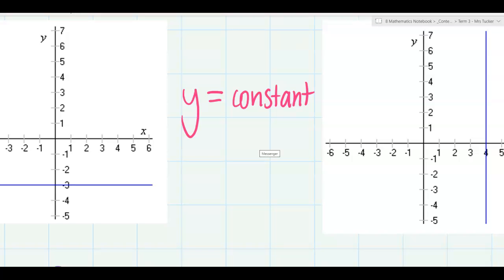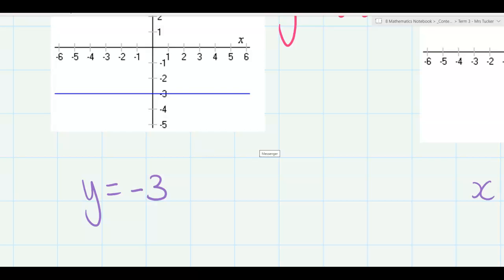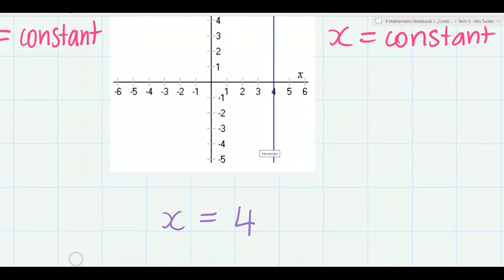You have to be able to say y equals negative 3 is the rule of that line. Well done. The gradient of a horizontal line is 0, because we run over numbers, so it's just 0. This one, x equals 4, what's the gradient of that one?